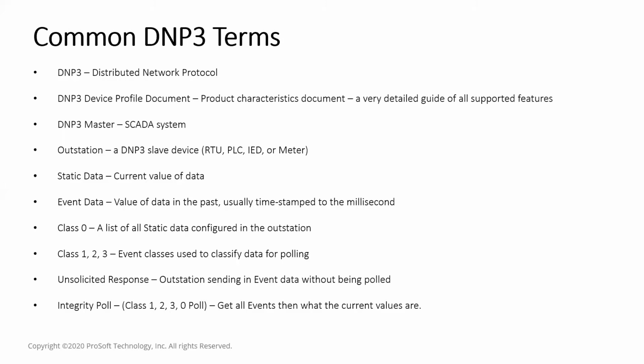The other one, you've got the master and an outstation, which is typically the remote device. The static data in DNP3 stands for the current value, whereas event data is time-stamped. And then you've got the data classification. And today, DNP3 supports 4 classes of data. Class 0, which is static, and then class 1, 2, and 3, which is event-based. We're going to go through that as well. And then we're going to go through an example of an unsolicited response and an integrity poll, so you'll understand what the difference between the two is.